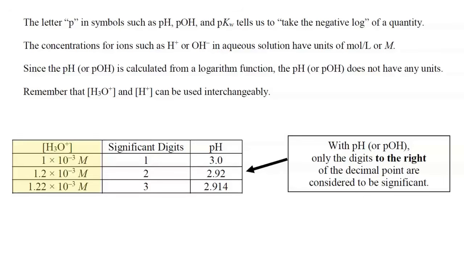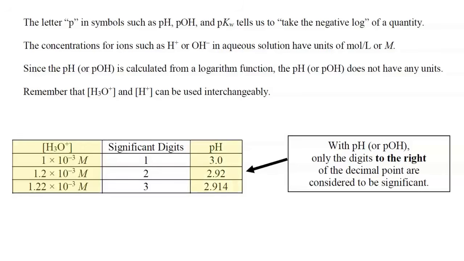When you take the negative log of those values, you will get a pH of either 3.0, 2.92, or 2.914. But what I'm doing is I'm rounding off to the proper number of significant digits. And with pH or pOH, only the digits to the right of the decimal point are considered to be significant.